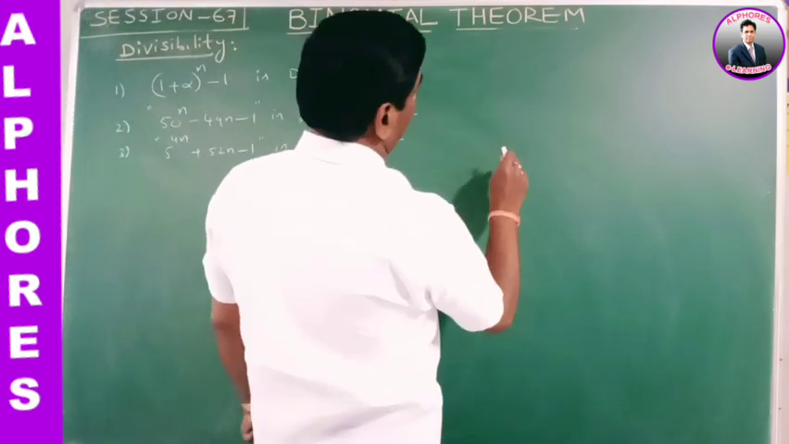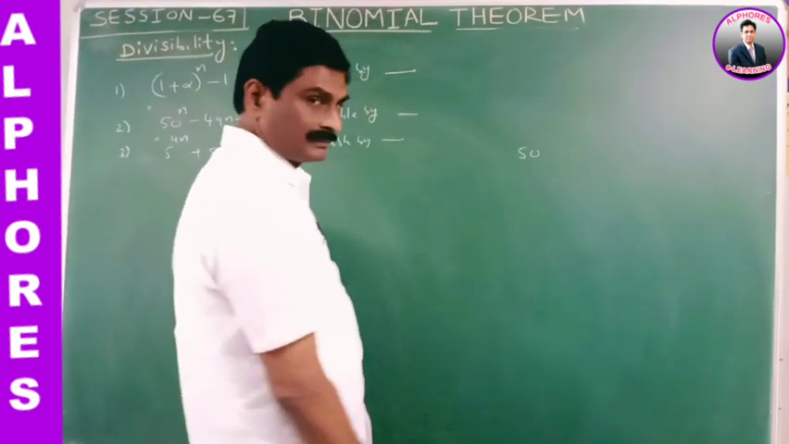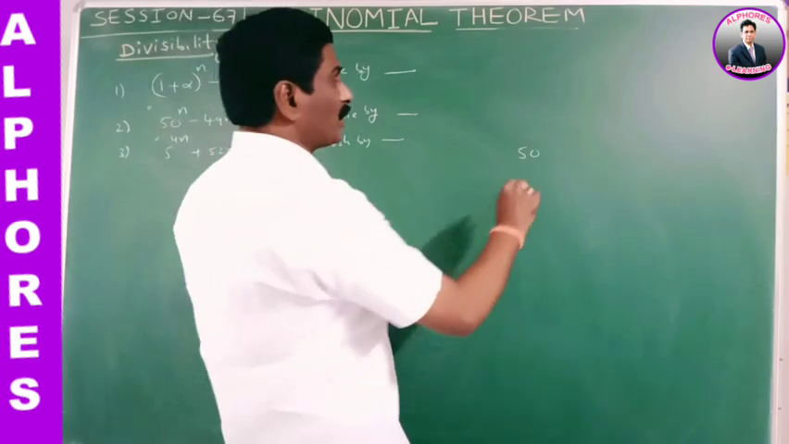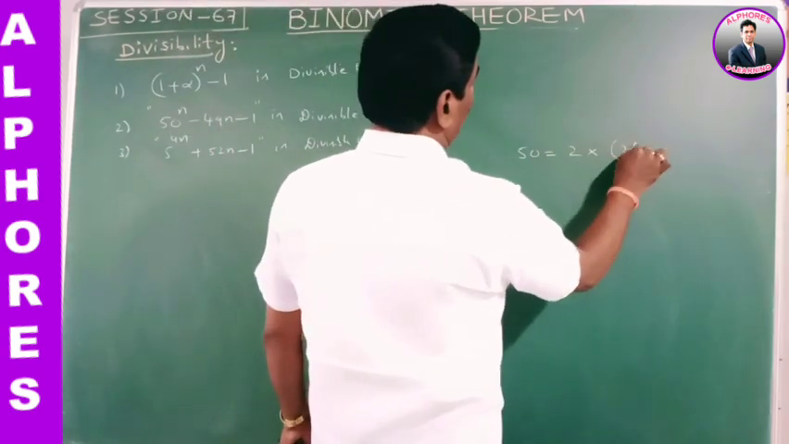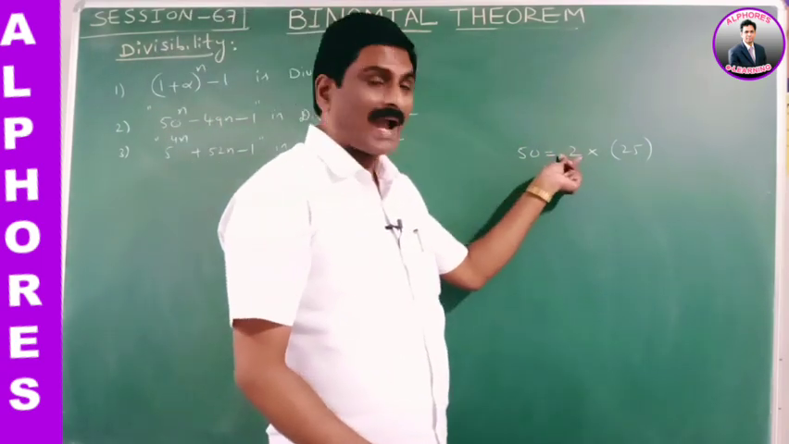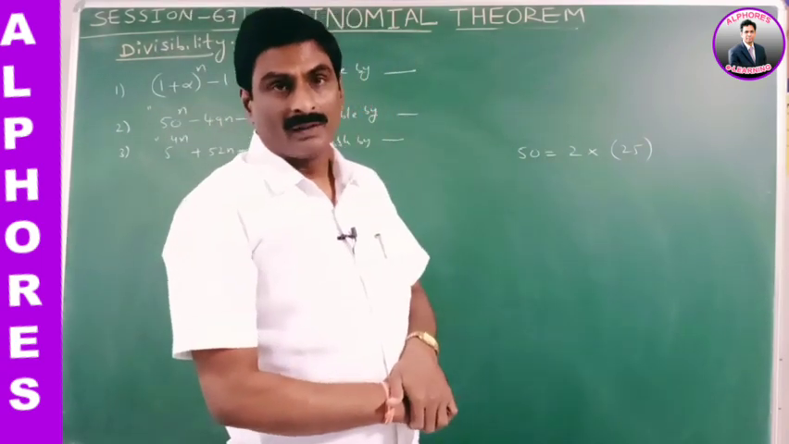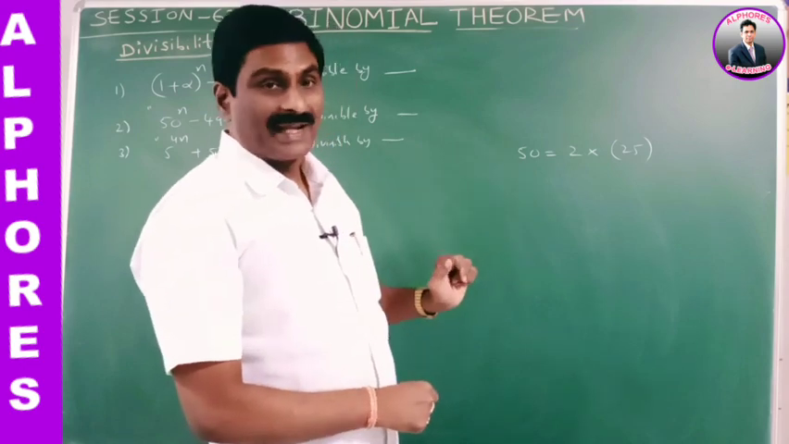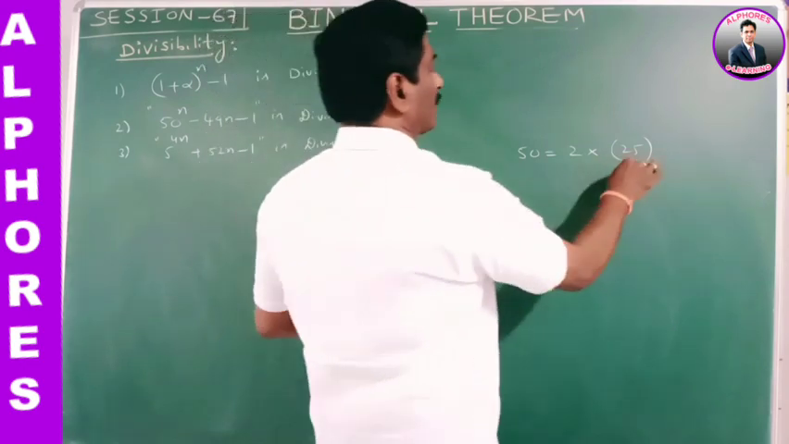Suppose the number is 50. 50 can be reduced into 2 into some 25. What is the meaning of this? This 50 is divisible by 2 and 25. If the number is divisible by 2, it can be reduced into 2 into some integer.